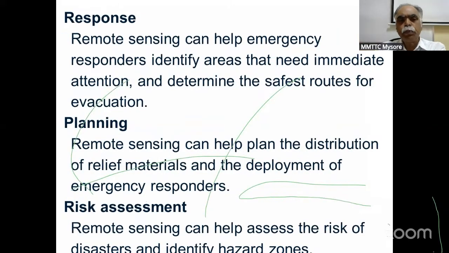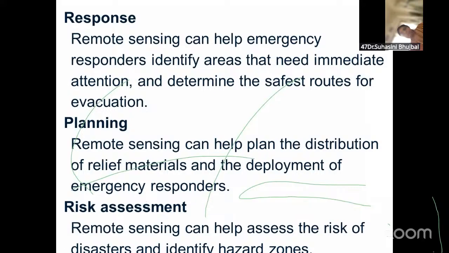What is the response? How are we going to respond to the disaster? Remote sensing can help emergency responders identify areas that need immediate attention and determine the safest routes for evacuation.